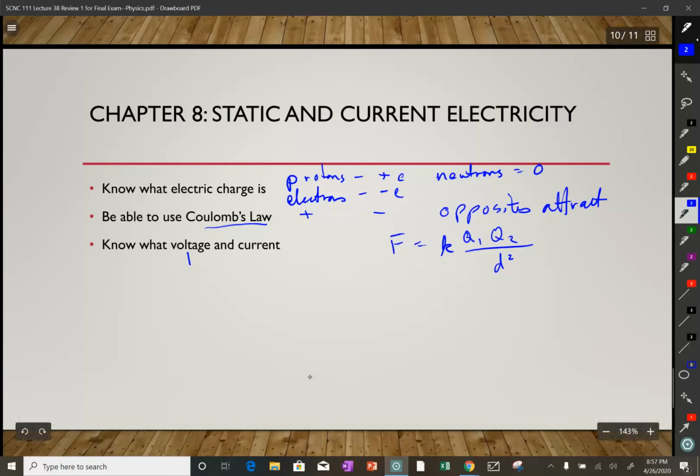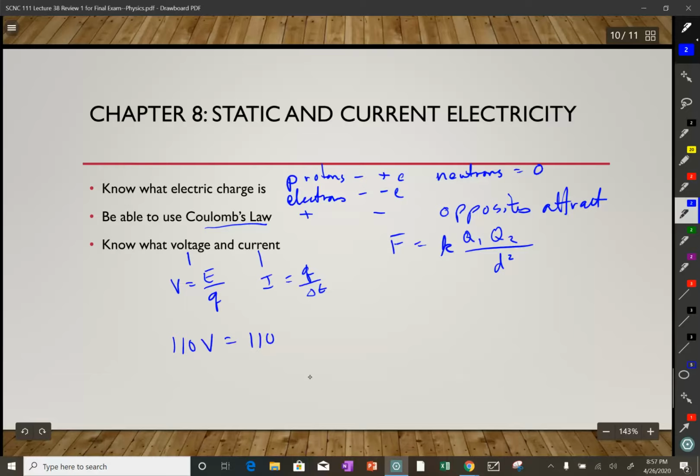Voltage is the energy per charge. So voltage is equal to energy per charge. Current is the rate at which charge is flowing. So it's how fast the charge is flowing. So if we talk about electric circuits in our house, we have 110 volts.